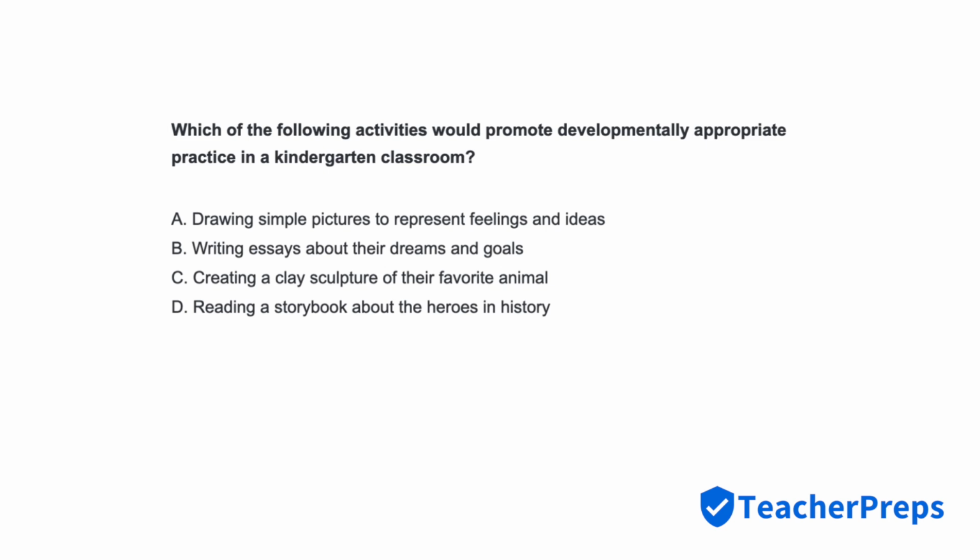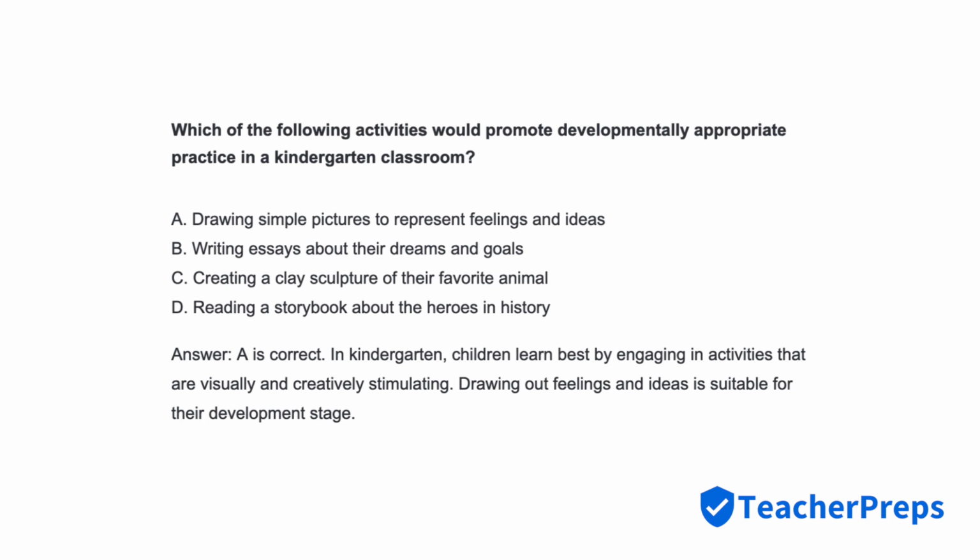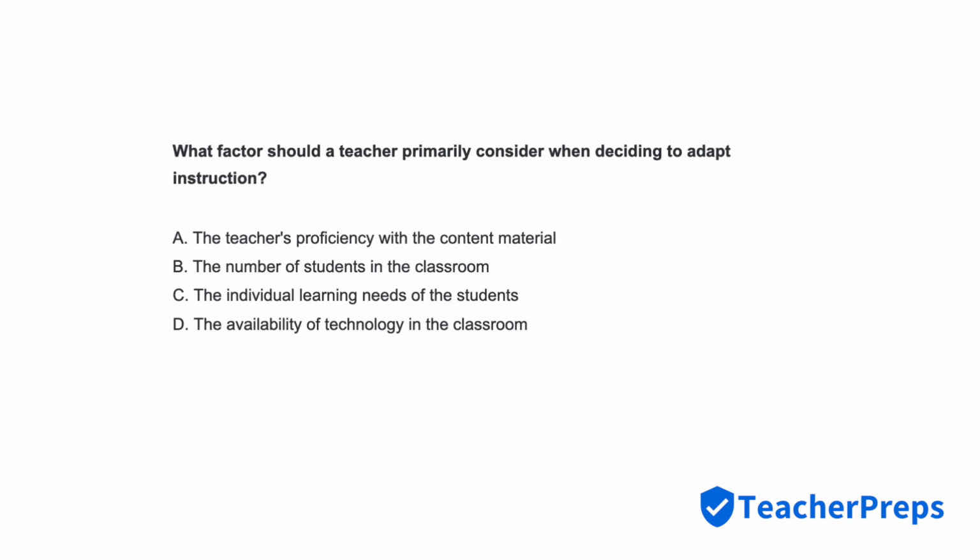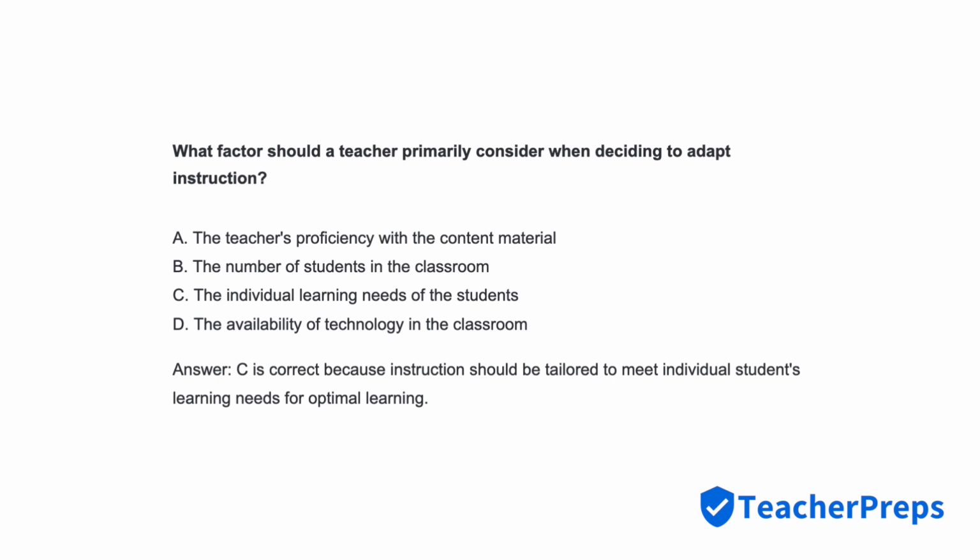Which of the following activities would promote developmentally appropriate practice in a kindergarten classroom? Answer A is correct. In kindergarten, children learn best by engaging in activities that are visually and creatively stimulating. Drawing out feelings and ideas is suitable for their development stage. What factor should a teacher primarily consider when deciding to adapt instruction? Answer C is correct, because instruction should be tailored to meet individual students' learning needs for optimal learning.